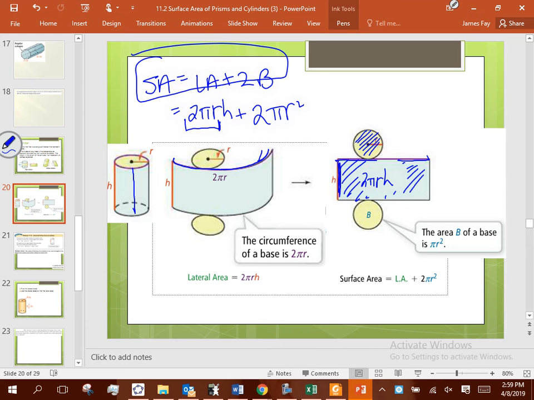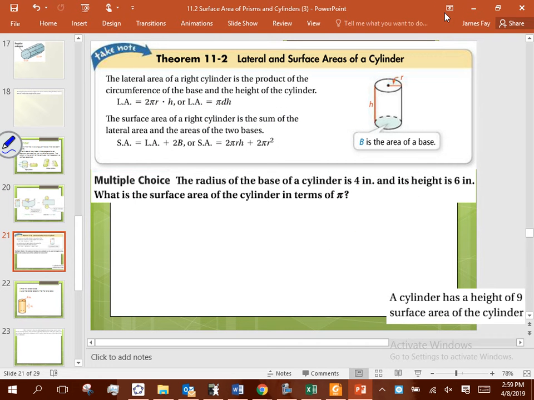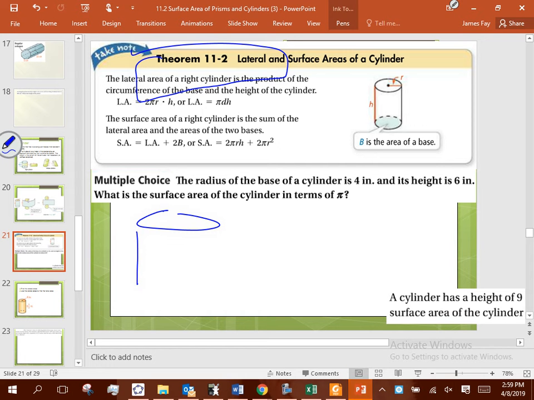Okay, so we see some examples. I'll run you through some, or at least one kind of elementary type example, and then see some more complex ones. So here, I think it's a good idea. A lot of times they might not give you a picture. Draw a picture. So we've got a cylinder.